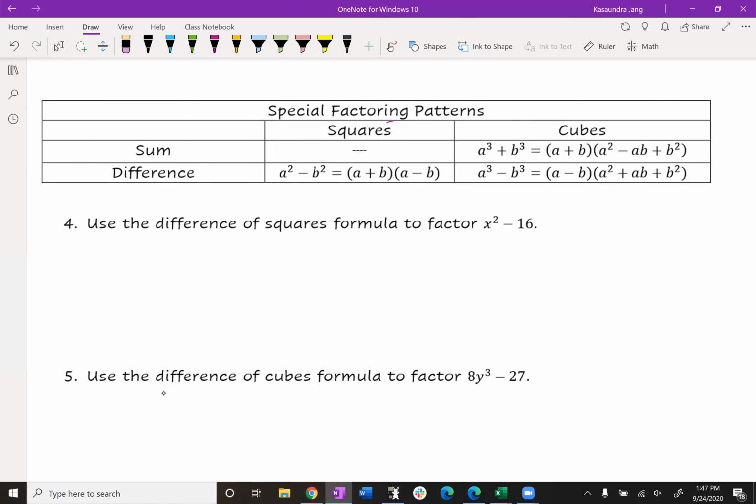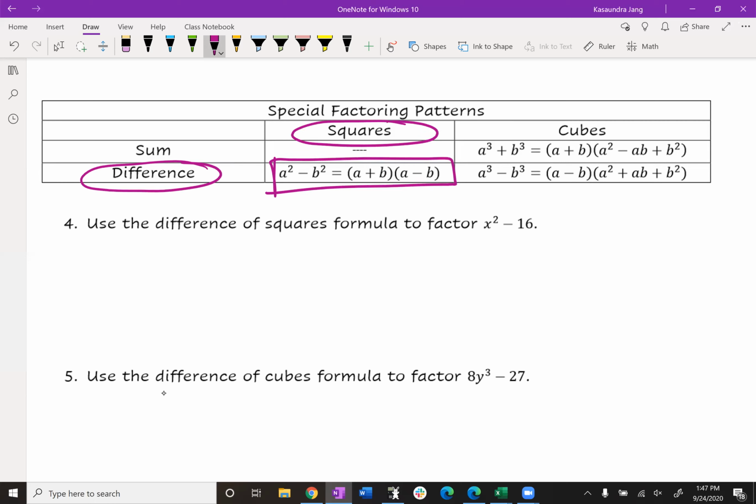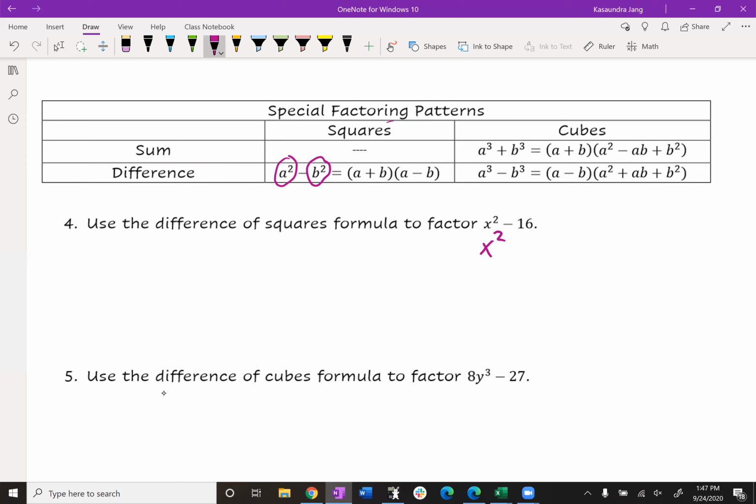So it says use the difference of squares. Again, difference of, here's my squares. So it's going to be this formula right here. Use the difference of squares formula to factor x squared minus 16. Now, according to this formula, I should have something squared minus something squared. I see an x squared minus, I don't see the 16. It doesn't say 16 squared. Is that what you're gonna say as well? Okay, 4 squared is 16. So you're rewriting your 16 as a 4 squared, which helps me identify the a and the b.